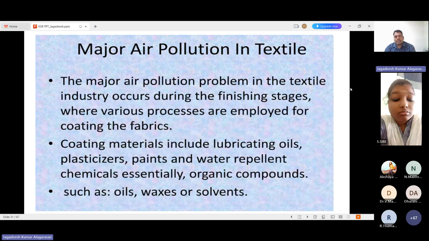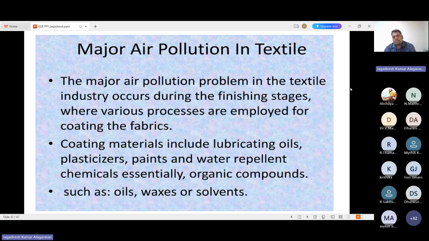So major air pollution in textile. The major air pollution problem in the textile industry occurs during the finishing stages, whereas various processes are employed for coating fabrics. So coating materials include lubricants, oil, plasticizers and paints, and water repellent chemicals, essentially organic compounds such as oil, wax or solvents.